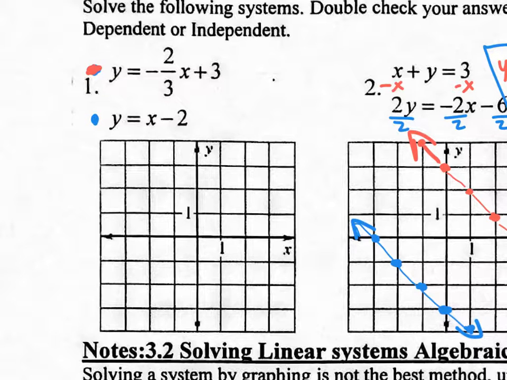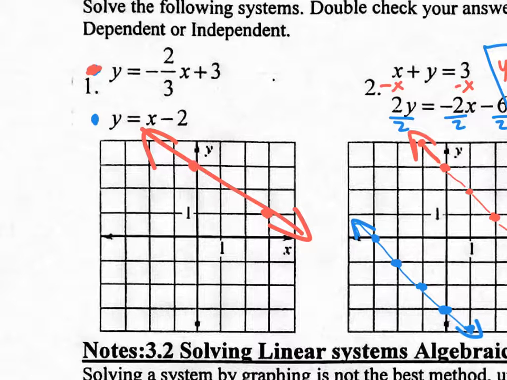So the top one crosses at 3. And from this point, I'm going to go down because this is a negative slope right here. So I'm going to be going down 2 over 3. And that's my point. So that's my line. I could draw my line right through those 2 points, put an arrow on it.